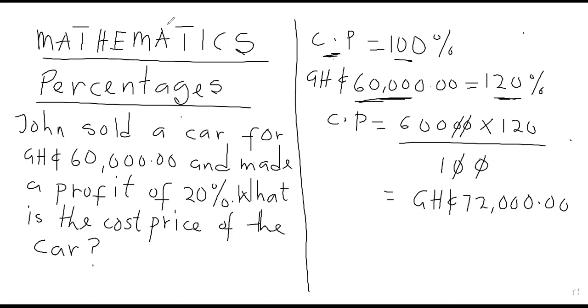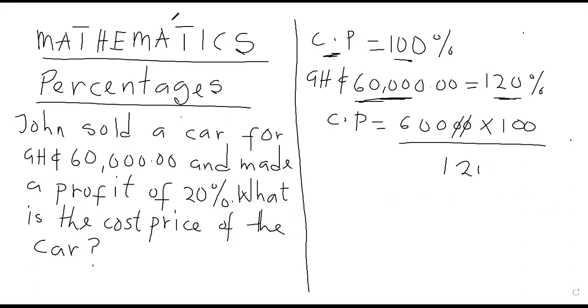So if less, more divides. 100 is less than 120. Are we there? Good. 100 is less than 120, so that gives us less. So it should be, if less, more divides. Let us correct. So it should be times 100 over 120. Yeah, we should divide by 120 rather, because this one gives us less. And if less, more should divide. 120 is more than 100, so we are dividing by 120.